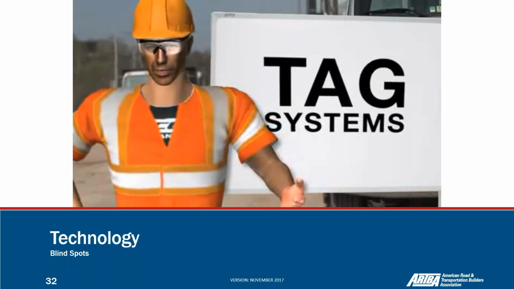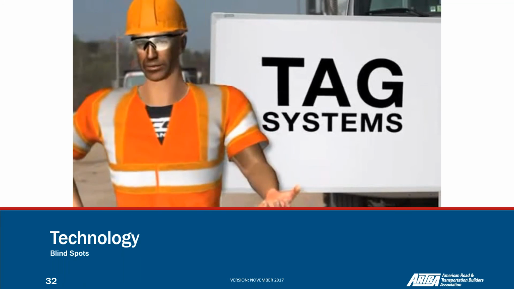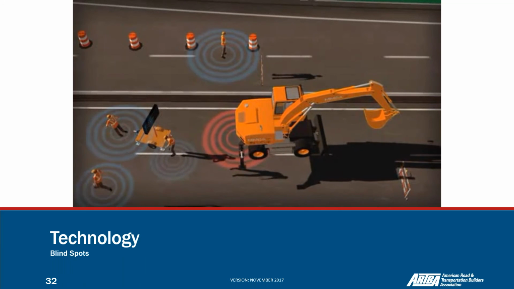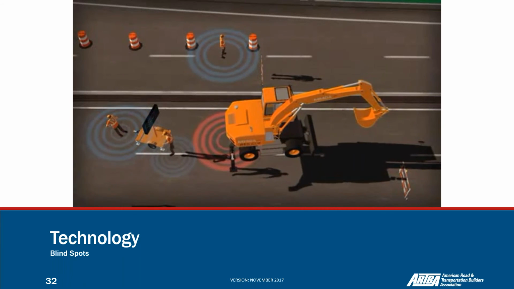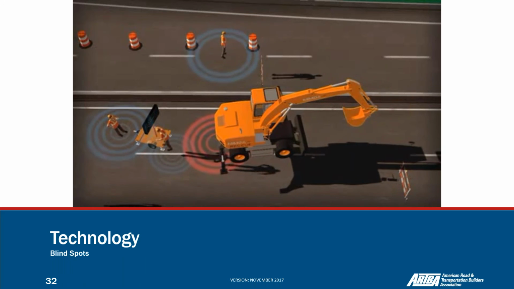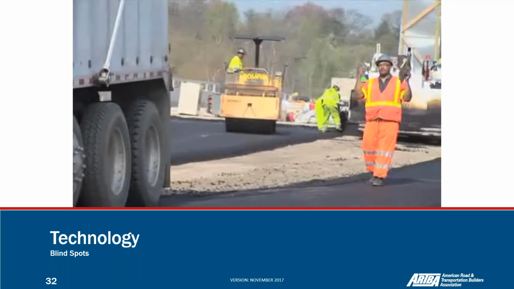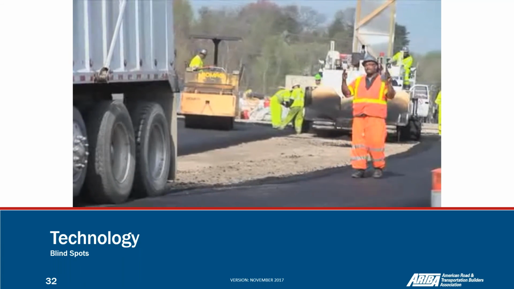Tag systems are relatively new to our industry, but the concept is very good. Instead of just making the operator aware of workers and objects in blind spots, tag systems are worn by workers on foot. If a vehicle is too close, both the worker and the operator are warned by the tag device.